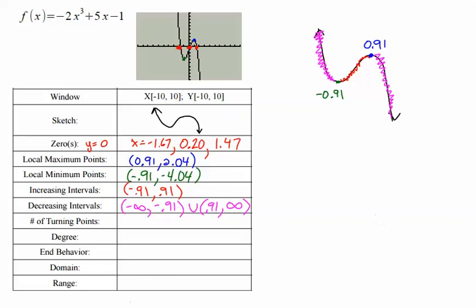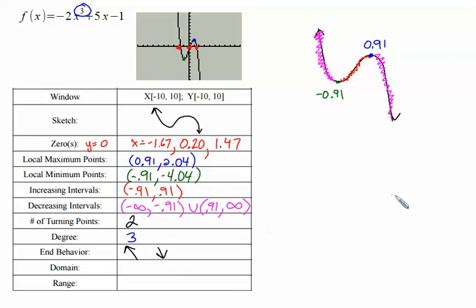Turning points are the combined numbers of maximums and minimums. We have two turning points. It turns around here, and it turns around over there. The degree of this polynomial is 3 because the largest exponent in the equation is 3. For the end behavior, it's going up to the left and down to the right.